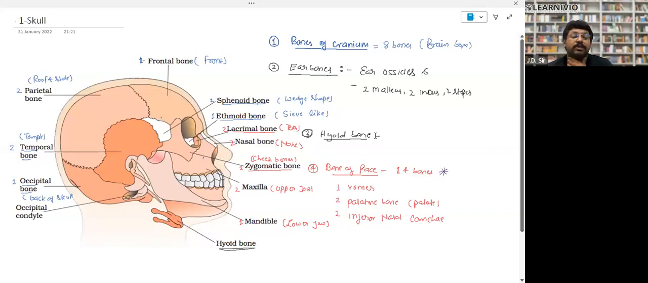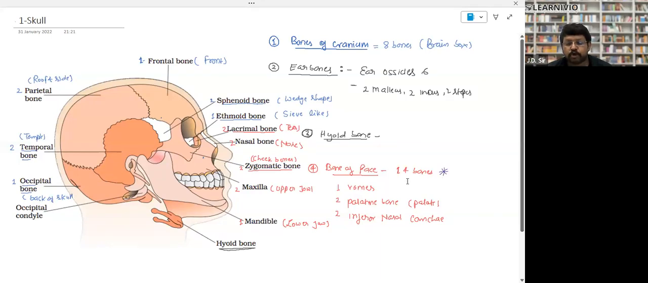Then there is a single bone. This is called the hyoid bone. The lowermost part, you can see the hyoid bone. According to some scientists and academics, the hyoid bone is not part of this. It is part of the respiratory system, but some say it is part of the skull. Normally in our course curriculum, we don't have to go into that debate. In our course curriculum, the hyoid bone is a part of the skull. So third is the hyoid.